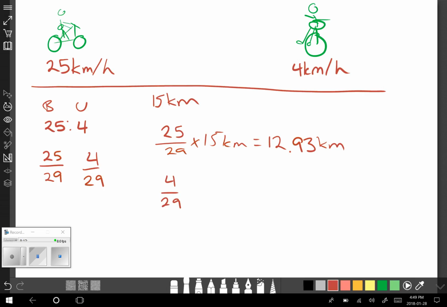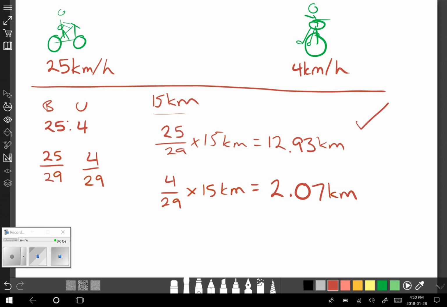Okay, so then we'll use the second fraction here. 4 29ths was covered by the unicyclist. 4 29ths of that 15 kilometers. So 4 divided by 29 times 15 equals 2.07, it's 2.0689, so I'll say 2.07 kilometers, okay, because I'm rounding to the second place. And so if I add 12.93 and 2.07, I do get 15 kilometers, so my math is correct.